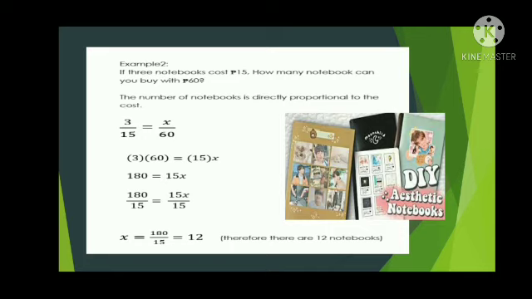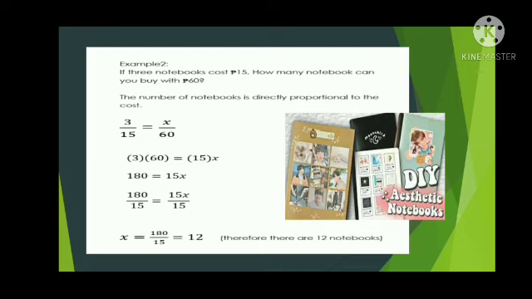If 3 notebooks cost 15 pesos, how many notebooks can you buy with 60 pesos? So in our first statement, as you can see here, you will get 3 notebooks that cost 15 pesos. That is already a ratio, no? 3 notebooks is to 15 pesos.